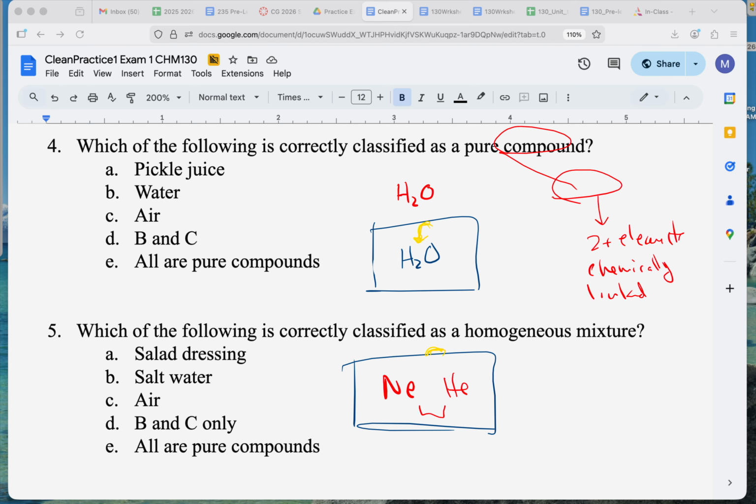Anybody know how you pickle things? Vinegar. Cool, vinegar. What is vinegar? Let's avoid that because some people added some extra things. It's not just vinegar, it's also salt. Okay? Are vinegar and salt the same thing? No. Okay? So if I'm going to look at pickle juice, I know I have two different substances in there. That can't possibly be pure. Which then takes us to water.